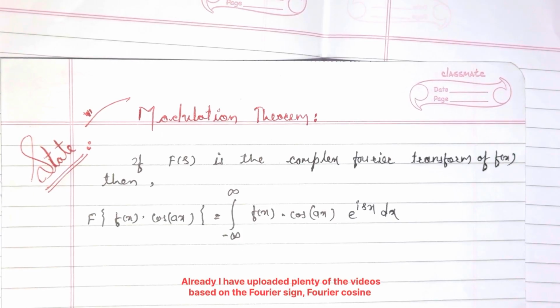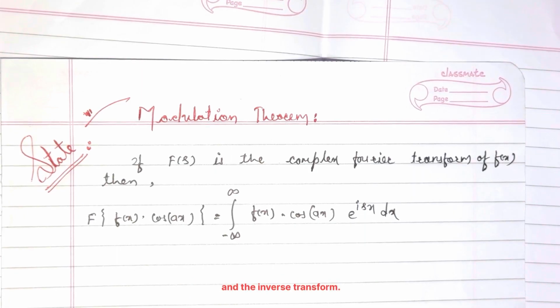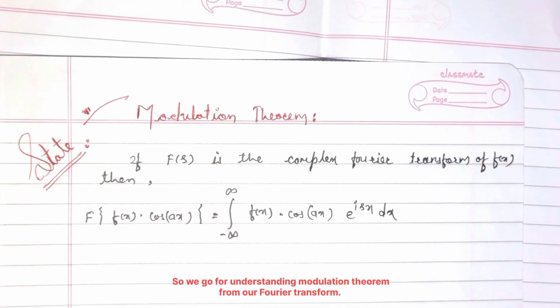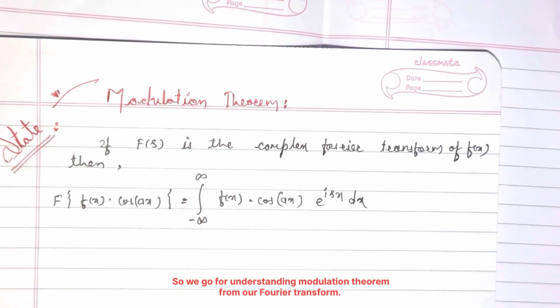Already I have uploaded plenty of videos based on the Fourier sine, Fourier cosine, and their inverse transforms. In my last lecture I explained all the properties of a Fourier transform. If you are interested in seeing those properties, go check my playlist. In today's video I'm going to explain the modulation theorem from our Fourier transform.